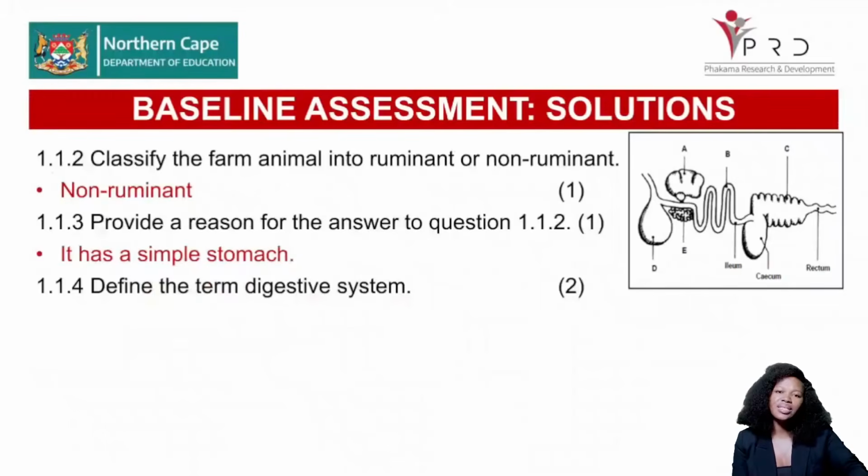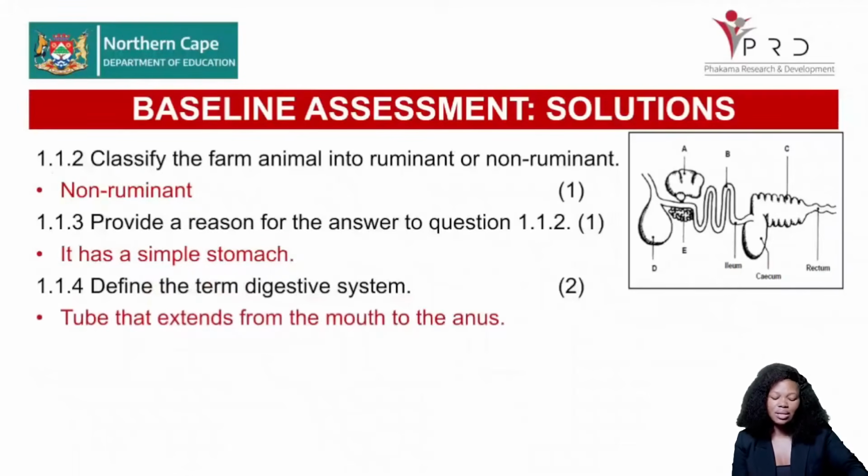1.1.4, define the term digestive system. A digestive system is a tube that extends from the mouth to the anus. It extends from the mouth to the cloaca for chickens, and from the mouth to the anus for ruminants as well.